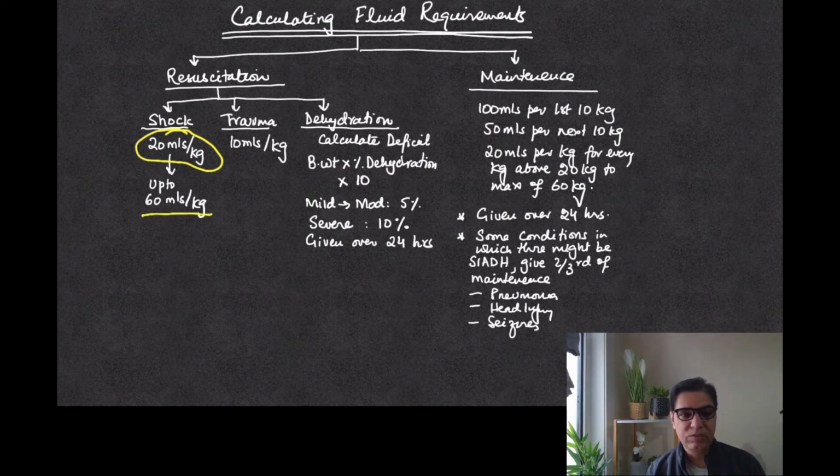In trauma, we have to be a bit careful. Remember, the trauma guideline says that you have to give 10 mils per kg. We do not give 20 mils per kg. So in all pediatric traumas, we give 10 mils per kg.